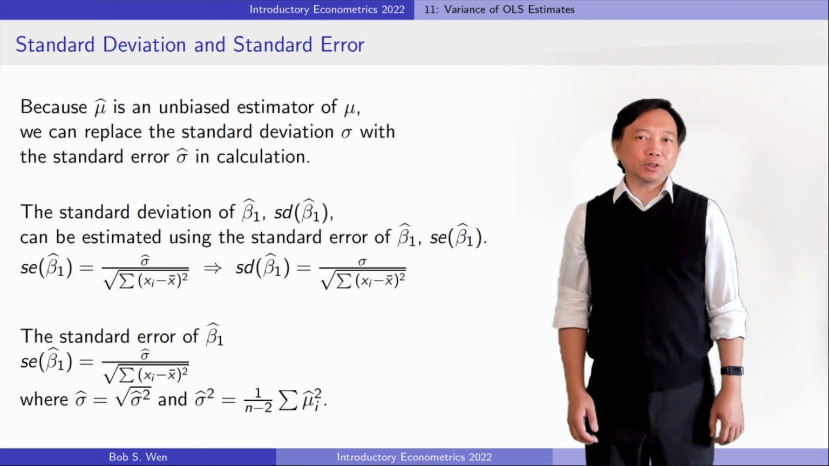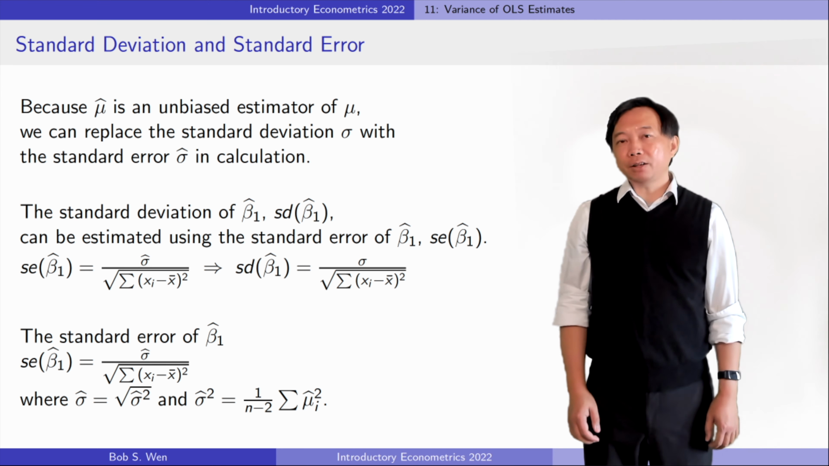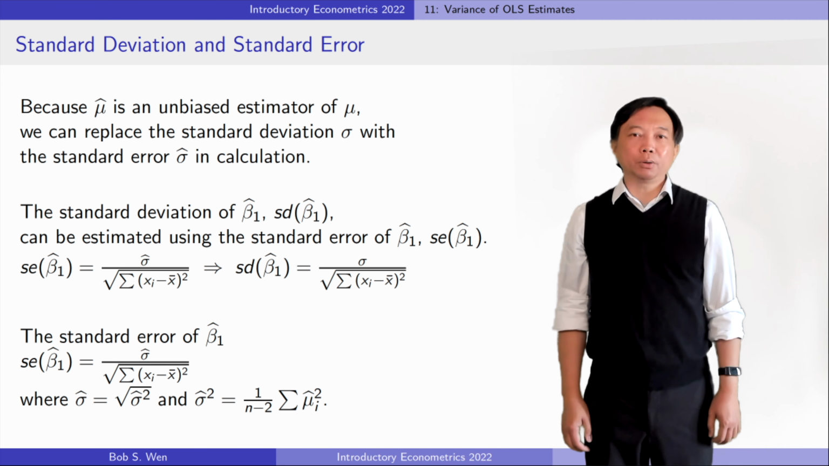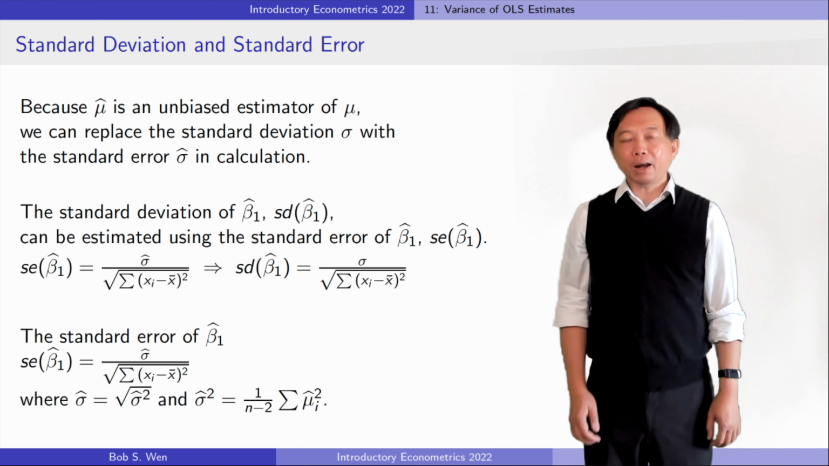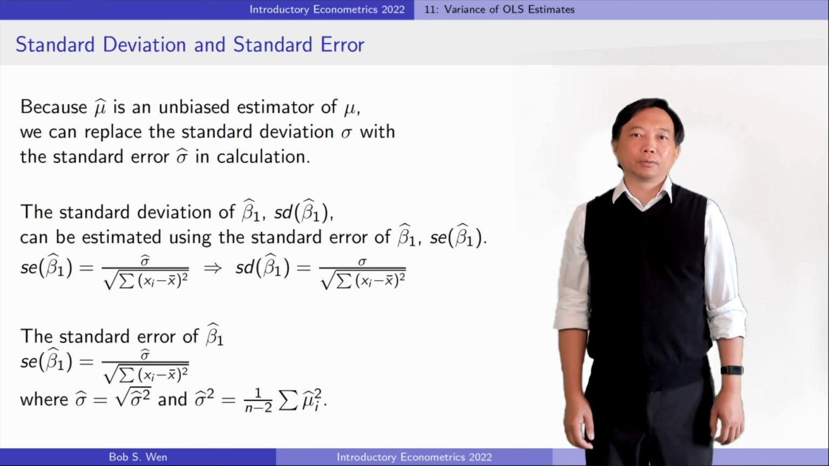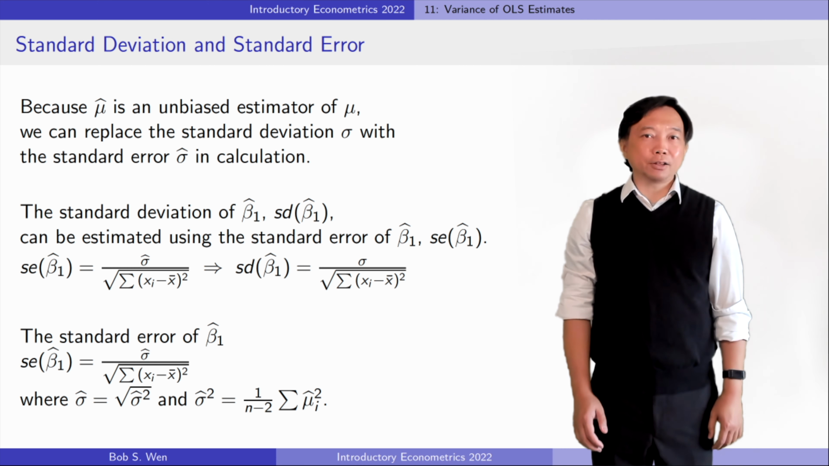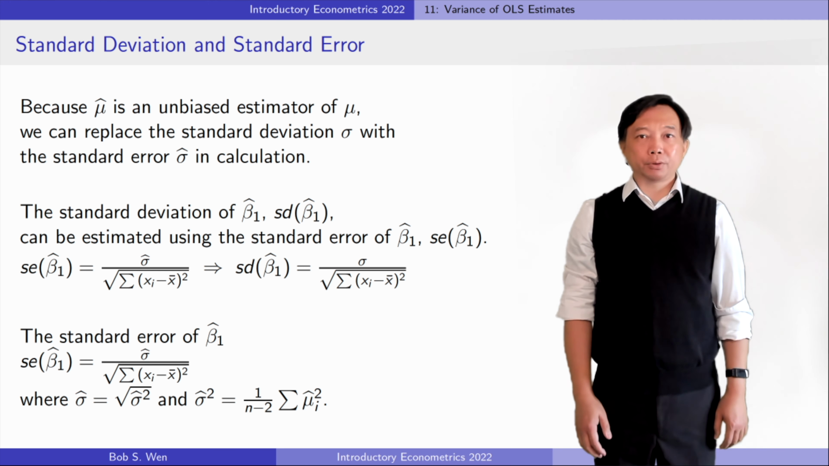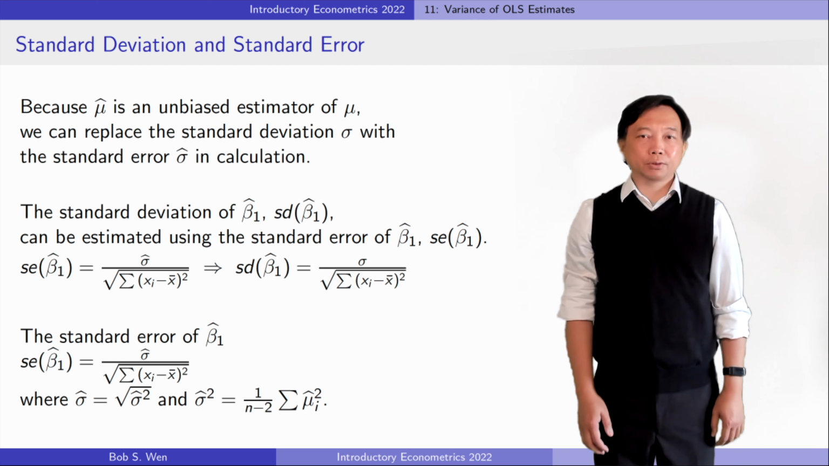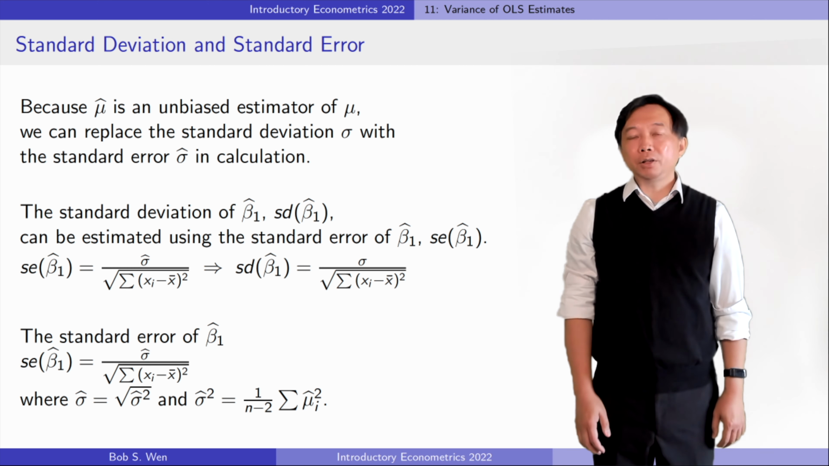The OLS estimators' variance or standard deviation is not feasible to compute, so we use the standard error to estimate it. The standard error of beta hat gives us an idea of how precise the estimator is. We use it to compute the t-statistics and confidence intervals. We will discuss it later.